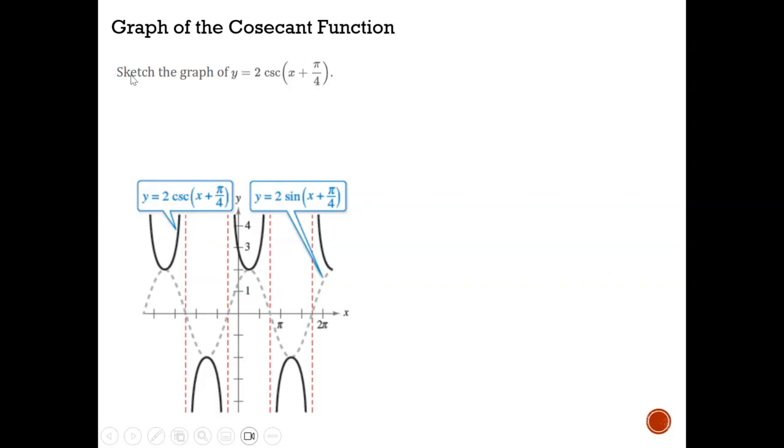Now, in a similar example, they want you to sketch the graph of y equals 2 cosecant of x plus pi over 4. So first, we have to graph 2 sine of x plus pi over 4. We repeat the process we did on the first few slides: we have to find the amplitude, we have to find the b, and this will be a horizontal shift, right? So we have to do all that.